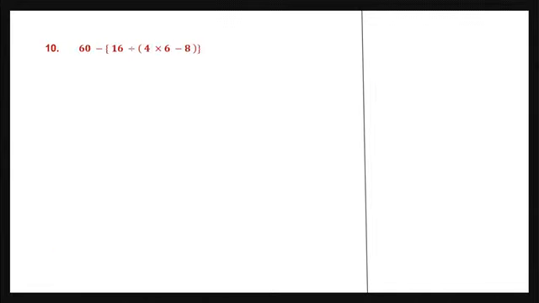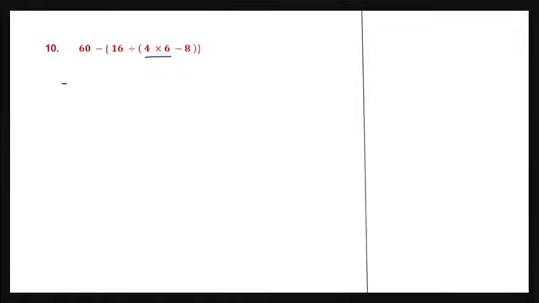Question 10. Again, we have brackets here. We have the curly bracket here. We have the common bracket. So we'll work out the common bracket first. Now, inside the common bracket, we have two operations, multiplication and subtraction. According to BODMAS, we have to do multiplication first.